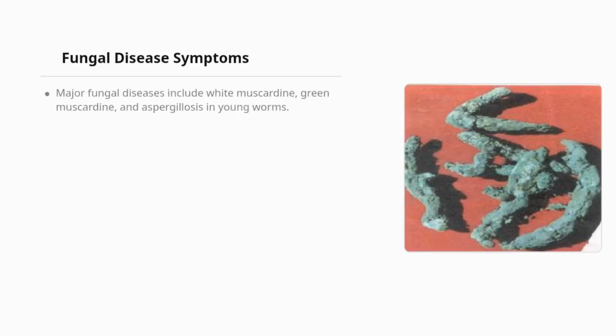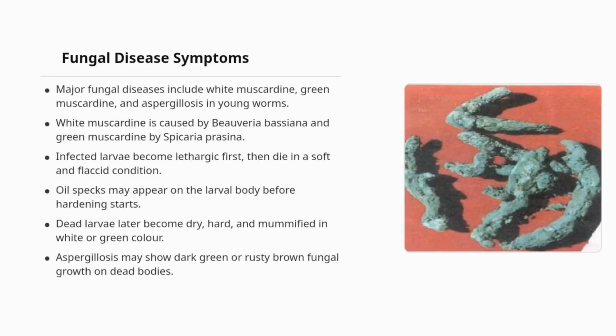Fungal diseases are usually associated with damp, cool, and poorly ventilated rearing conditions. A typical sign is that the dead larvae do not remain soft for long. Instead, they gradually become hard, dry, and mummified. White muscardine and green muscardine are especially easy to identify once fungal growth develops on the body. Young silkworms are also vulnerable to aspergillosis, where dark green or brown fungal clusters may be seen.